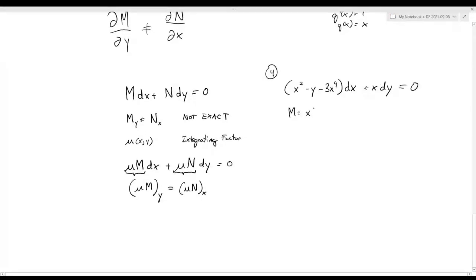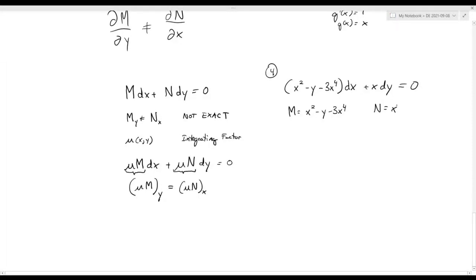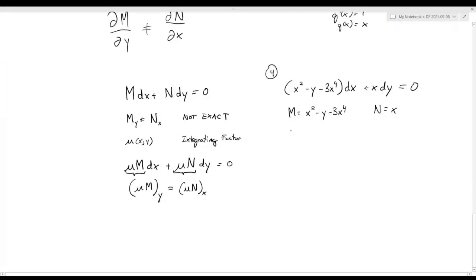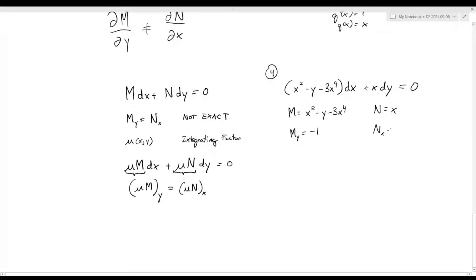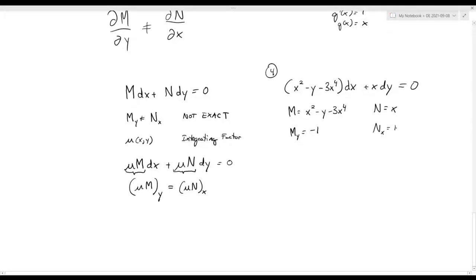Identify m as the thing multiplying dx. Identify n as the thing multiplying dy. Check for exactness. So differentiate m with respect to y. Differentiate n with respect to x. And notice that those are not equal, right? 1 is not equal to negative 1. Therefore, not exact.